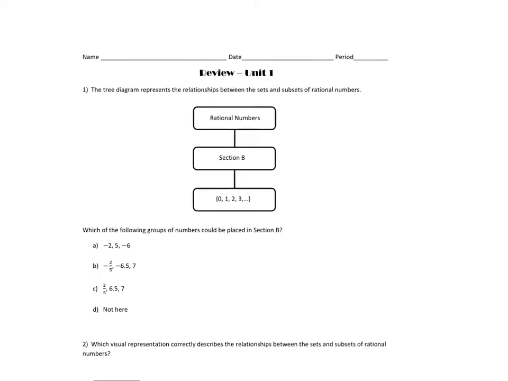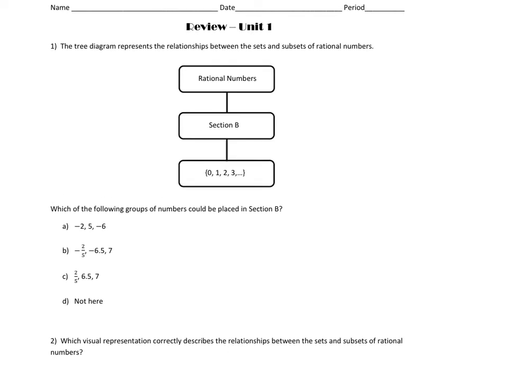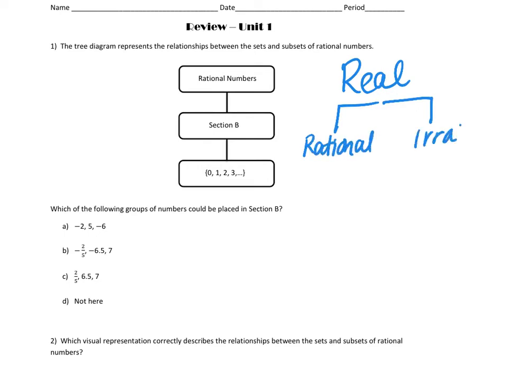Okay, so review Unit 1. The big concept that we talked about with real numbers was the big category, real numbers. Real numbers was our big category. It broke down into two separate things, which was rational and irrational, okay? Once you go to irrational, you're just irrational. So if you stay over in rational, you can break into more subsets.